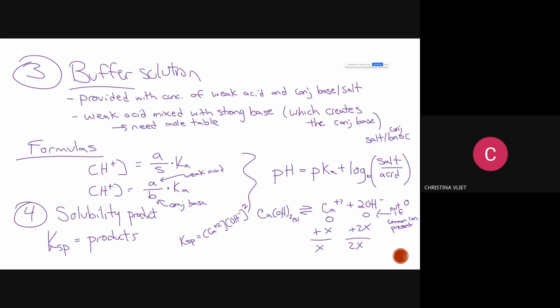So in this one, you would get Ksp equals X times (2X) squared, and so it's 4X to the third, and that's how you will solve this specific question. X is for solubility, and Ksp is the solubility product.